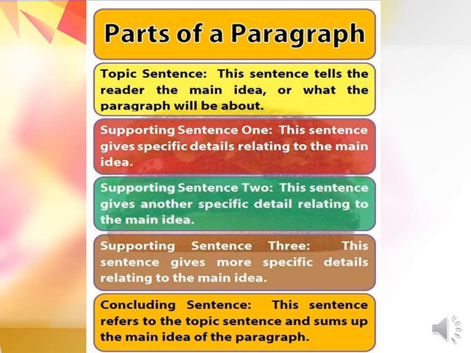Now, what are the parts of any paragraph? First, we have topic sentence. This is the most important thing. Topic sentence is the sentence that tells the reader the main idea or what the paragraph will be about. Now we have the supporting sentences, and you will see that here we have 3 supporting sentences. So, supporting sentences are these sentences that give specific details relating to the main idea. We will explain that even more later.